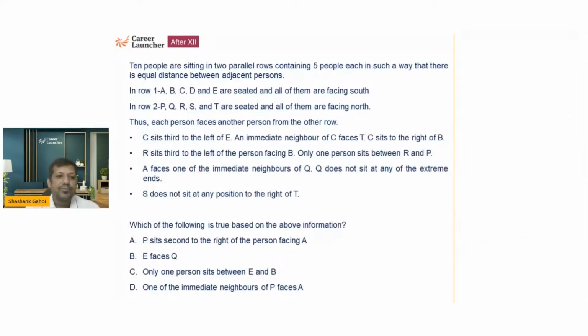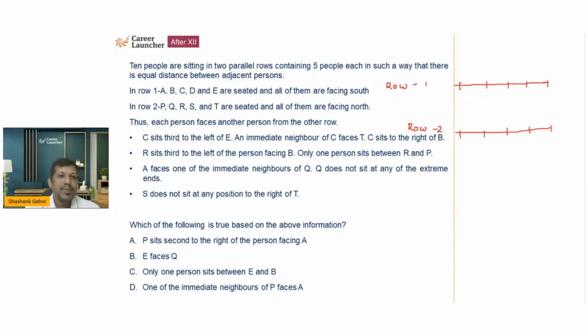Now, let's see this question. There are 10 people who are sitting in 2 parallel rows, such that in row 1, there are 5 people. So I'm going to draw 2 rows, 1, 2, 3, 4, and 5. I got 1, 2, 3, 4, and 5. So this is row 1. This is row 2.